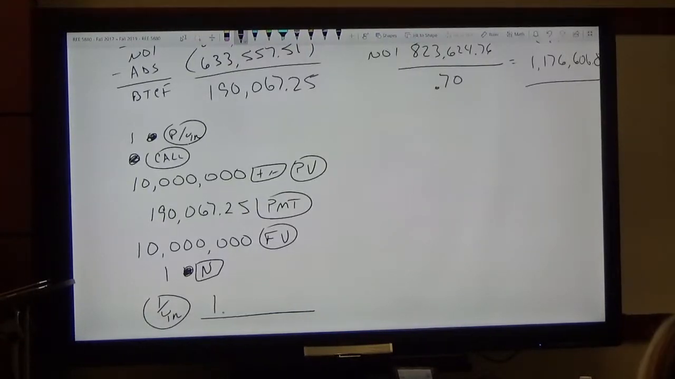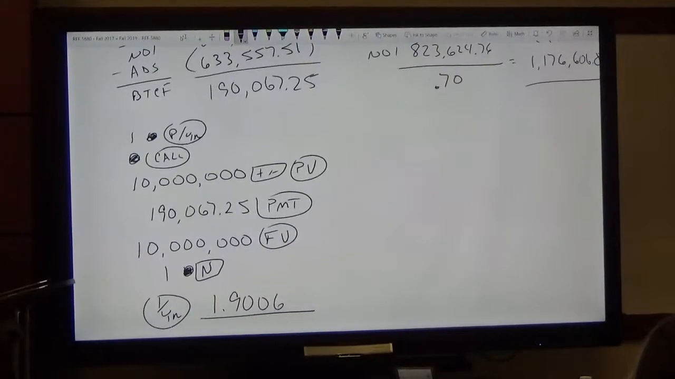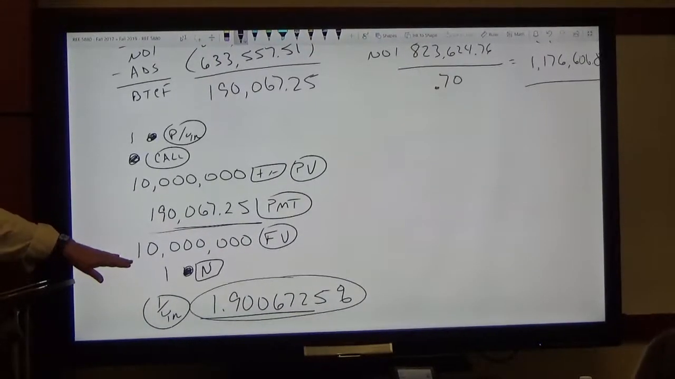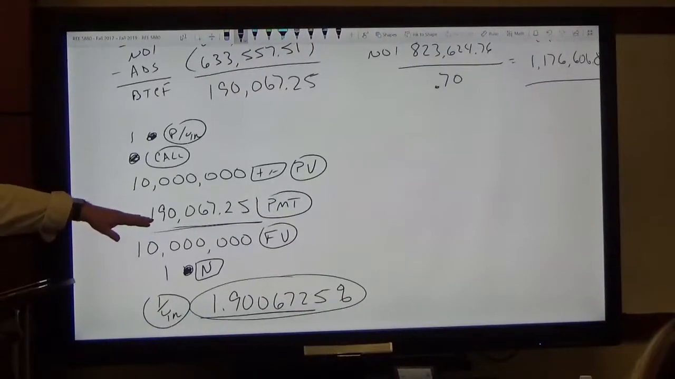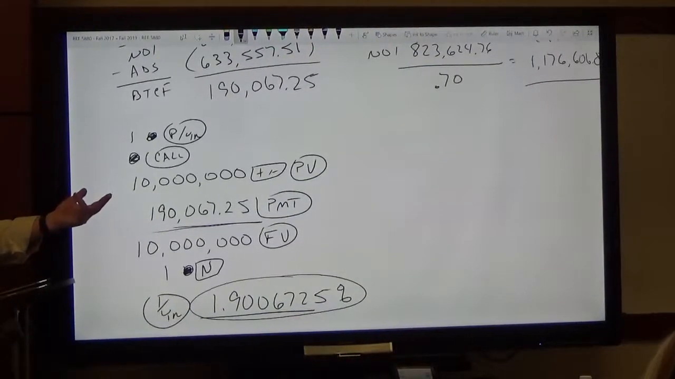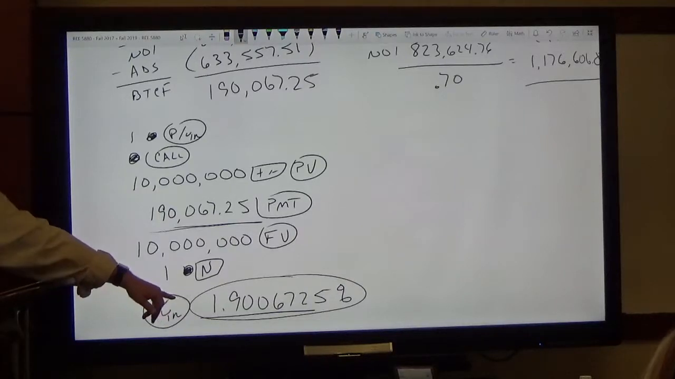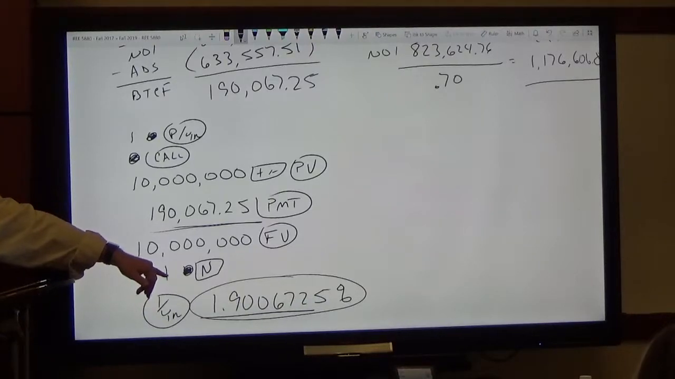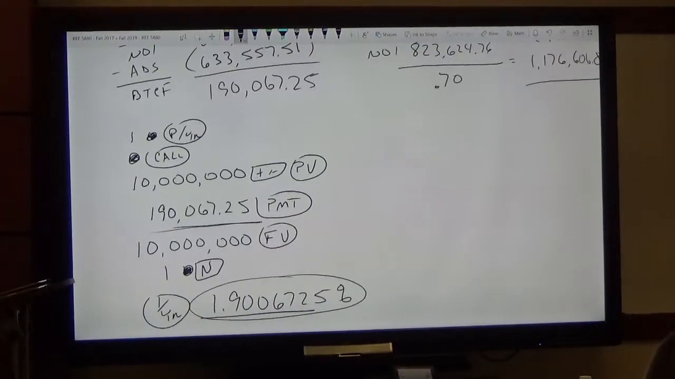And what you're going to see, 1.9006725. There's a reason why I carried it out that far. It's very similar to what the payment is. If we bought something for $10 million, we sell it for $10 million, and the only income it's generating is this $190,000, what does that represent on an annual basis? 1.9% return. Does everybody see that? That is just meant to illustrate.